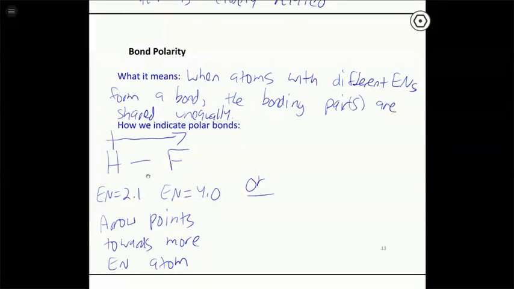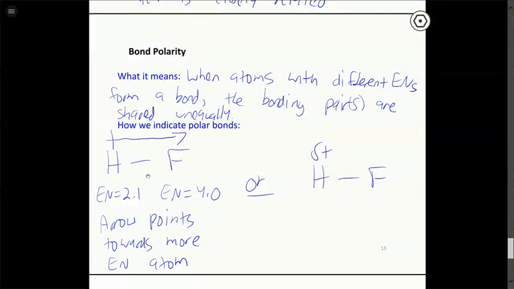So a more common way to draw this, if you have a polar bond, is you have a little delta plus on hydrogen and delta minus on fluorine. So another Greek letter to learn, lowercase delta. And that means you have a partial positive charge on hydrogen, a partial negative charge on fluorine. It's not an ionic compound, so you don't have a full negative charge and a full positive charge, but there is some imbalance in that charge. It's not shared completely equally.